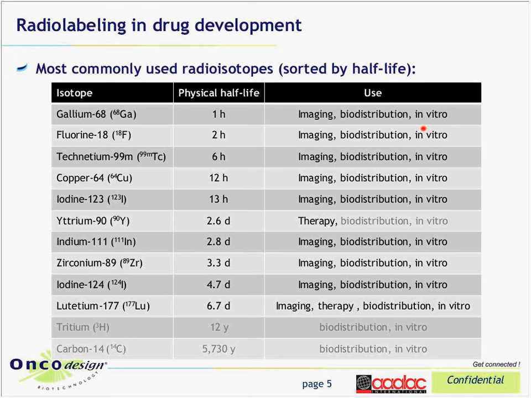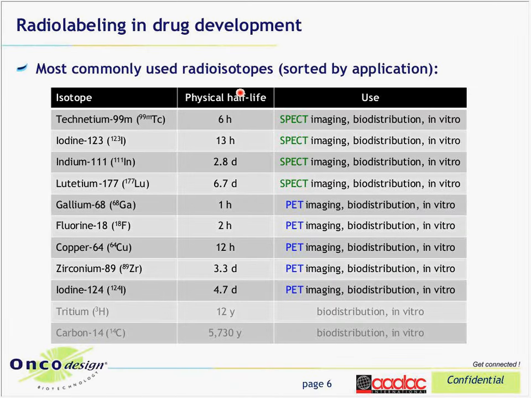Most of them can be used for in vitro experiments, but also for biodistribution experiments and imaging experiments. Note that yttrium-90 can be used for therapy but not imaging. Now, this is another table, where isotopes are sorted by the imaging modality.